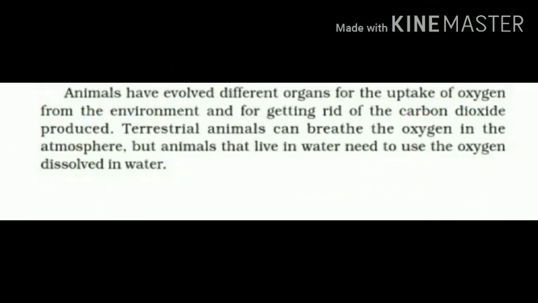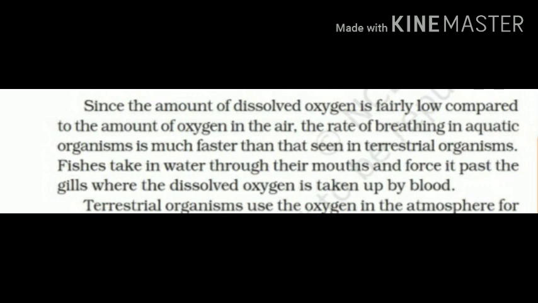Animals have evolved different organs for the uptake of oxygen from the environment and for getting rid of carbon dioxide produced during respiration. Terrestrial animals can breathe oxygen present in the atmosphere, but animals that live in water need to use the oxygen dissolved in water. Since the amount of dissolved oxygen is fairly low as compared to the amount of oxygen in air, the rate of breathing in aquatic animals is much faster than that seen in terrestrial organisms.